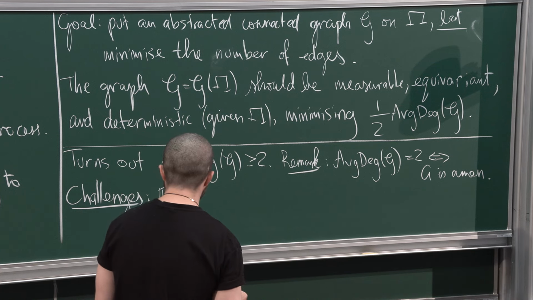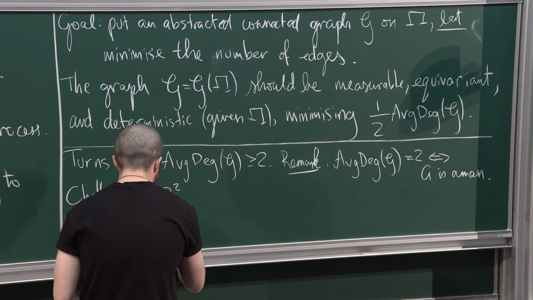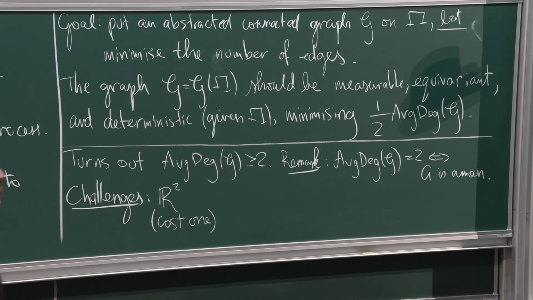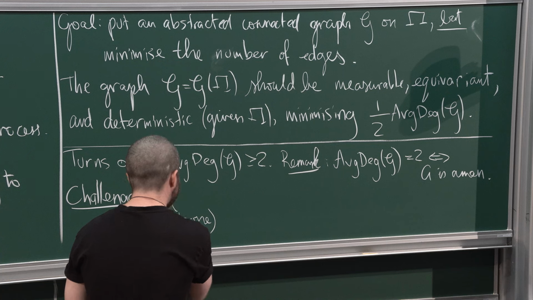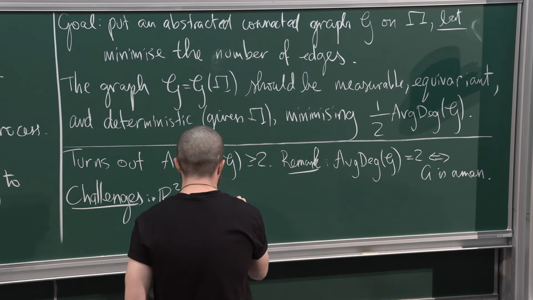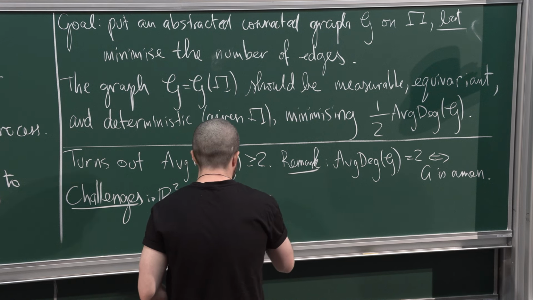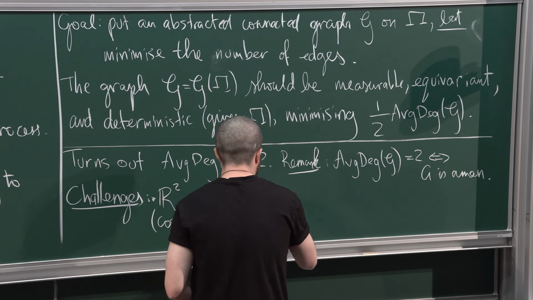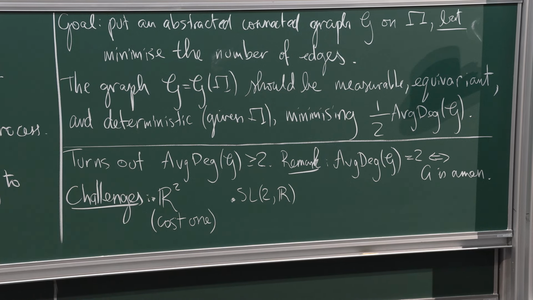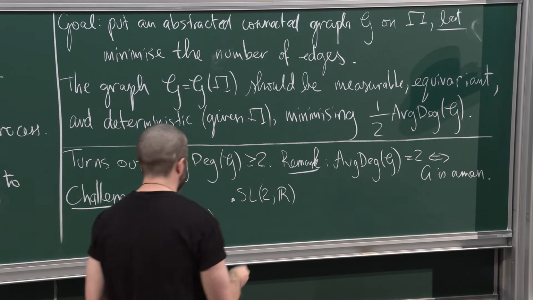So R squared will have cost 1. You'll be able to do average degree 2 plus epsilon for every epsilon. In this case, you can really get average degree 2 if you work hard. So that's one challenge. Let's go a little bit more hardcore. Let's think about SL2R. This guy turns out to have cost bigger than 1.